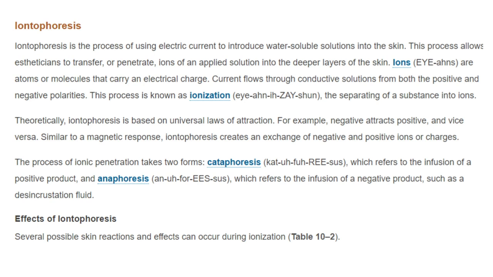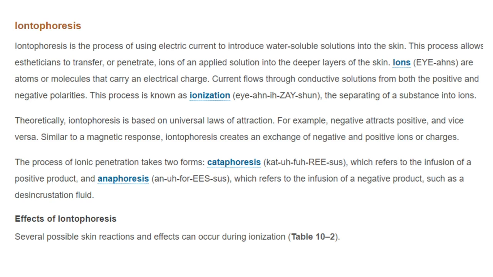Theoretically, iontophoresis is based on universal laws of attraction. For example, negative attracts positive, and vice versa. Similar to a magnetic response, iontophoresis creates an exchange of negative and positive ions or charges. The process of ionic penetration takes two forms: cataphoresis, which refers to the infusion of a positive product, and anaphoresis, which refers to the infusion of a negative product, such as a desincrustation fluid.